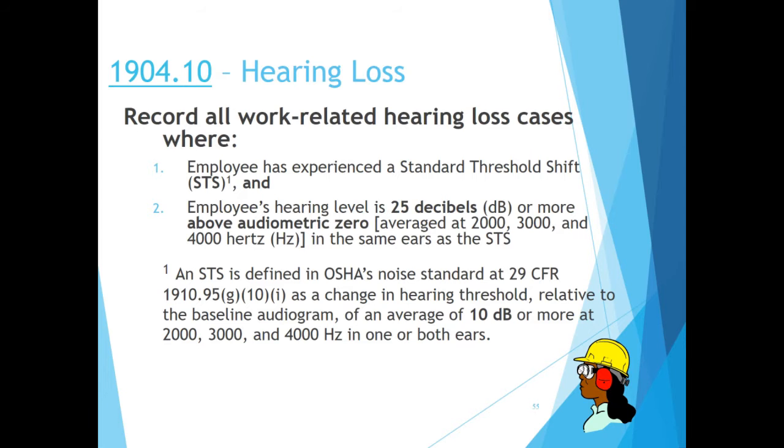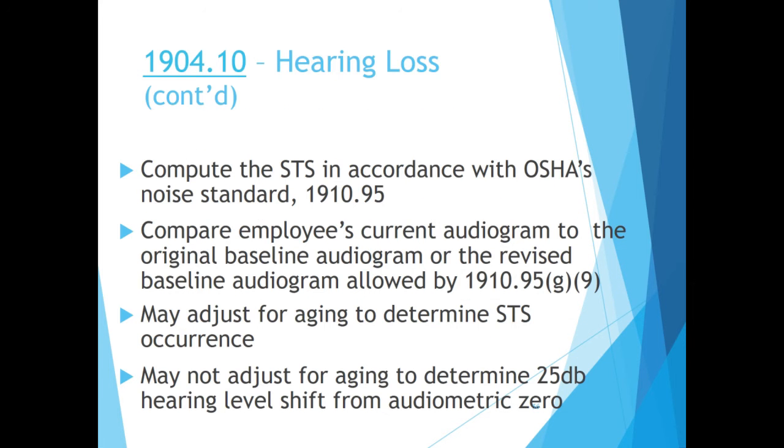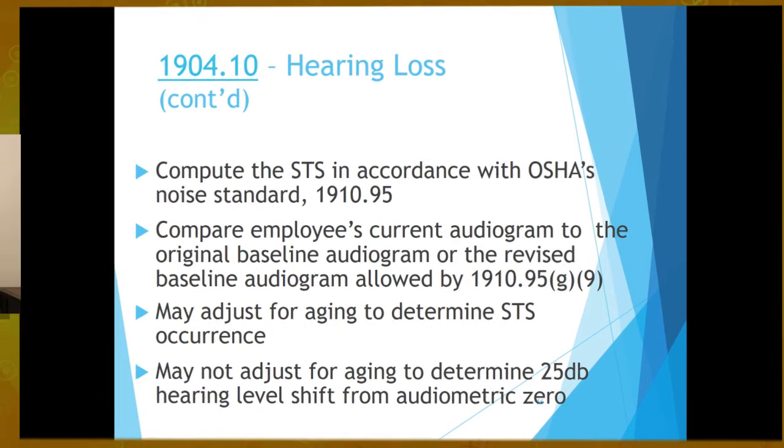The other condition is that the overall average of all three tones in one ear or both ears has to be cranked up 25 decibels or more above the audiometric zero. Then that is a case where the worker themselves has a hearing loss. So that's how you record that. It's an and scenario. You need both of those conditions to apply before it is a hearing loss.